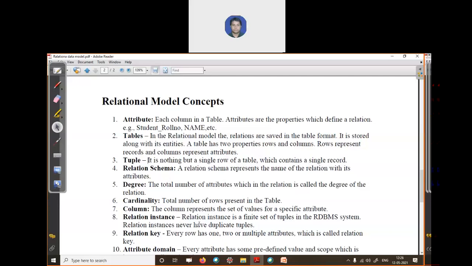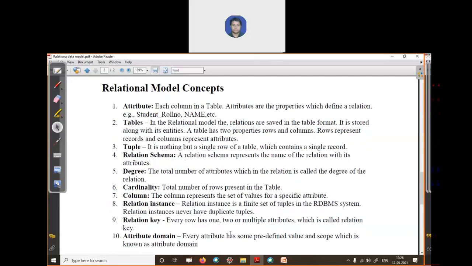An attribute domain: every attribute has some predefined values, or a set of values which are valid for that attribute. Like roll number, there is some range in which the attribute can lie. It's called the domain of that attribute. Name has some domain, age has some domain, and address has some domain. Each attribute has one domain, meaning the range of valid values that you can store for that attribute. So these are some key definitions, or key concepts, of the relational data model.